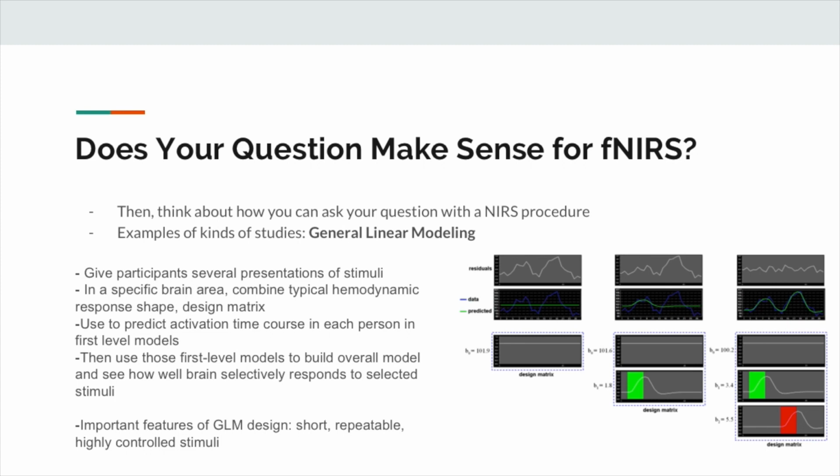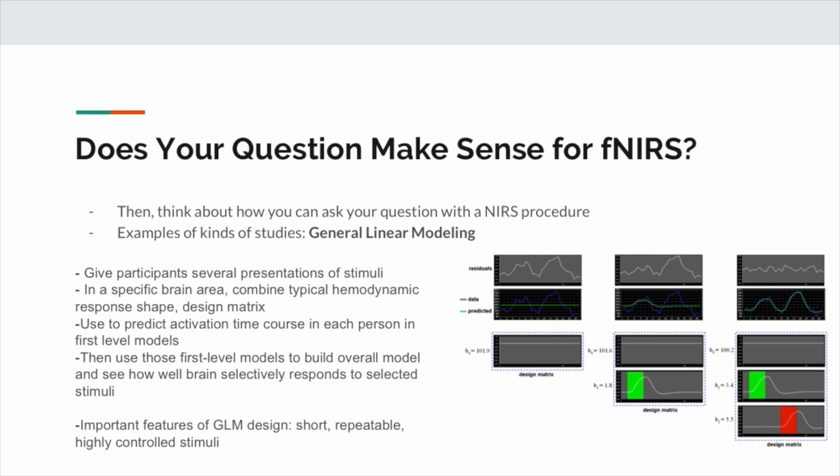Then in a specific brain area, you would combine the typical hemodynamic response shape that we think we know what the response should look like. So I'm going to take that time course and essentially multiply it. I'm going to convolve it with my design matrix. The design matrix says what conditions are going on at each second, so you might convolve it with several zeros for when the stimulus is not on, followed by a bunch of ones for when the stimulus is on, and then zeros again.